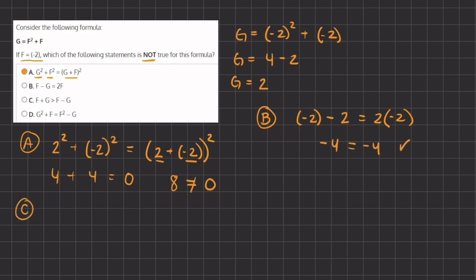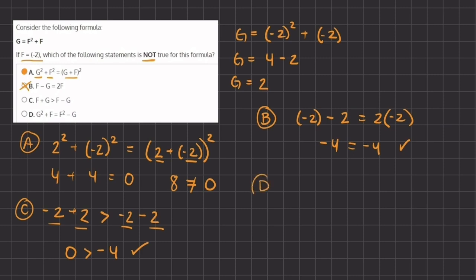C is, so B is eliminated, and now we're on C. f plus g is greater than f minus g. So f is negative 2 plus g, which is our positive 2, is greater than f, which is negative 2, minus g, which is our positive 2. Alright, so here we have negative 2 plus 2, which gives us a 0, which is greater than negative 2 minus 2, which gives us a negative 4. And this statement is true because 0 is greater than negative 4.